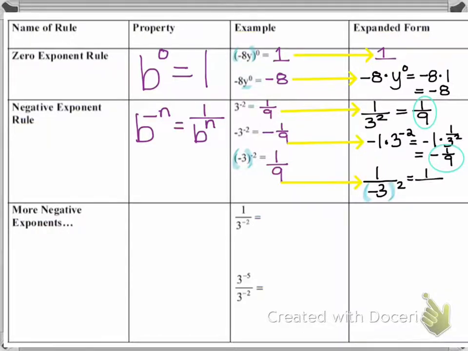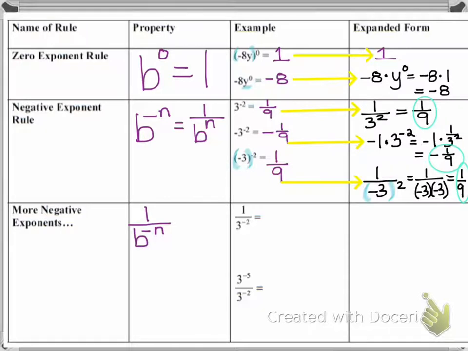Well, now I have 1 over negative 3 times negative 3. Because if I'm squaring negative 3, I'm going to arrive at a positive 9. But since it's in the denominator, I get an answer of 1/9, positive 1/9. Okay, let's look at some more negative exponent rules.